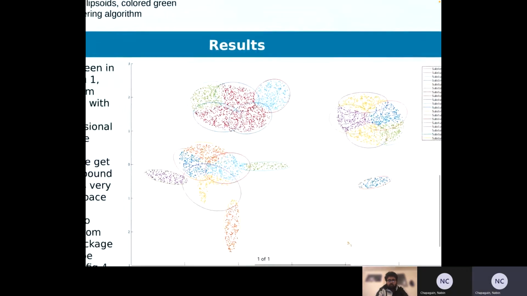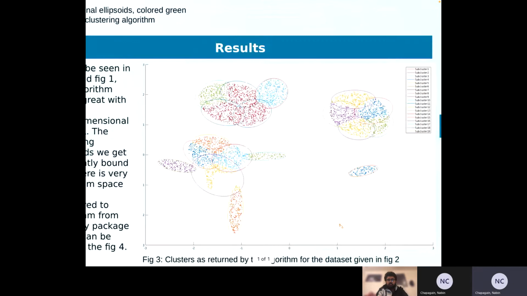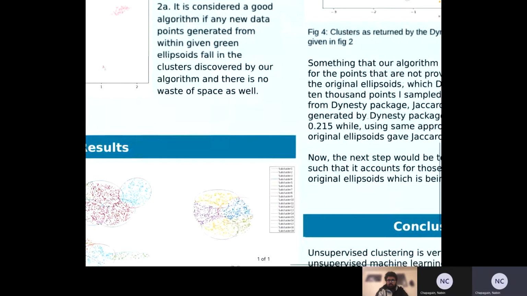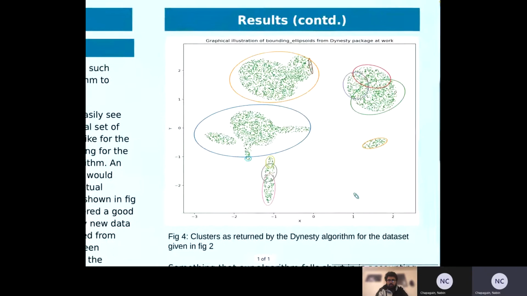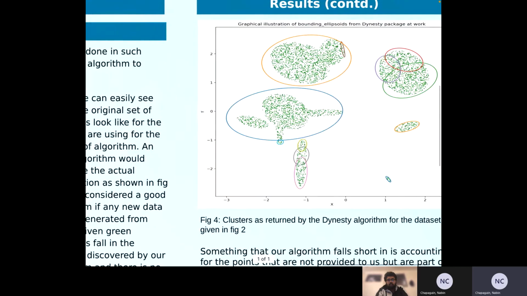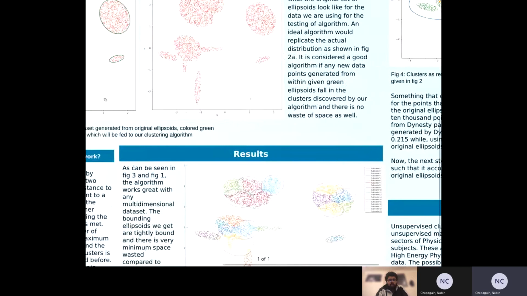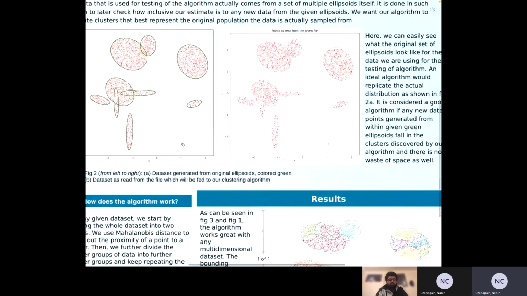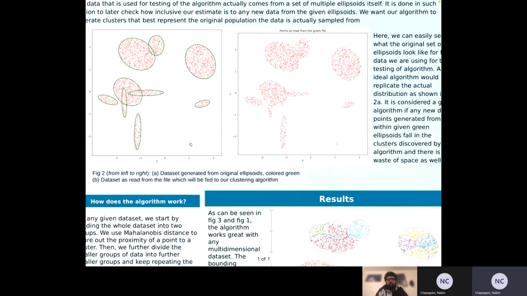There is a well-established package available in the market right now called the DynASTy package, and I'm using that package to compare the workings of our algorithm. As you can see over here, this is the DynASTy package at work, and you can see there is so much waste over there. But something the DynASTy package does really well, and my algorithm is struggling with, is to account for those points that are not in the sample data set provided.